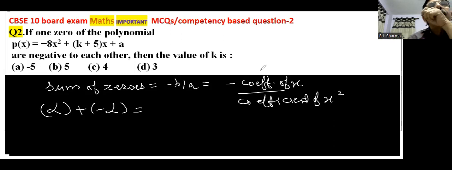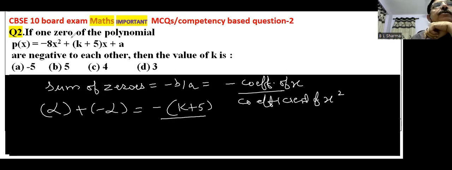and here minus as it is, the coefficient of x, that is k plus 5 here. The coefficient of x is k plus 5, and the coefficient of x square is minus 8. So divide by minus 8. Plus alpha and minus alpha, that is cancel out. So 0 is equal to minus. We can write minus plus. So plus k plus 5 upon 8.